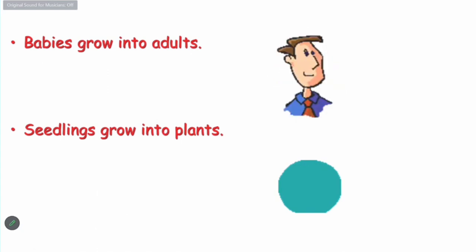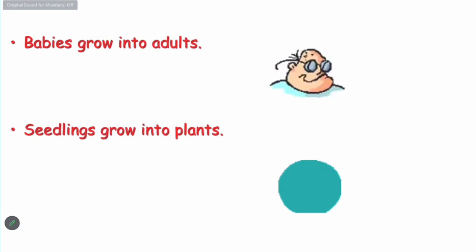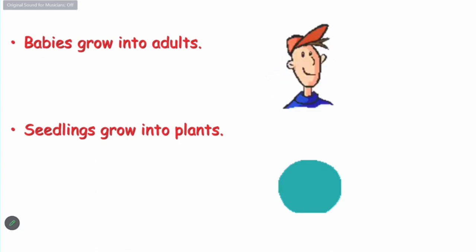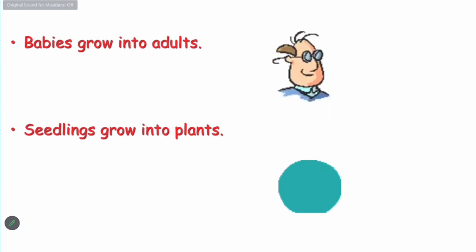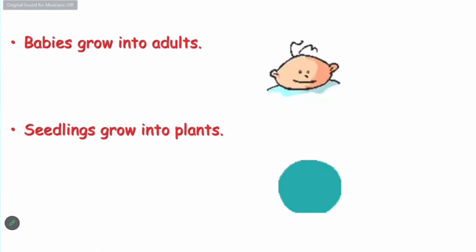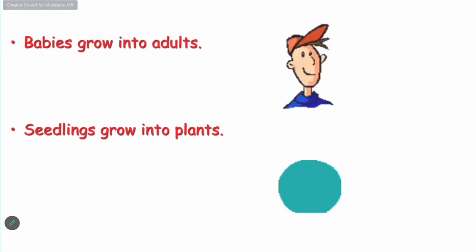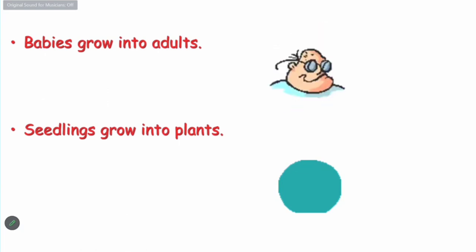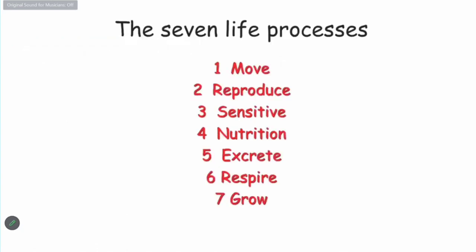यूजुअली हम लोग कुछ साल पहले तक बेबी थे, इसके बाद after some years we become adult, and so babies grow into the adults as well as the seedling grow into the plant. So this is the property of the living organism, and these are the life processes, and everyone should know about these life processes. So again I would like to repeat, first one is the movement, another is the reproduction, third one is the sensitiveness, fourth one is the nutrition, fifth one is the excretion, and respiration and growth.